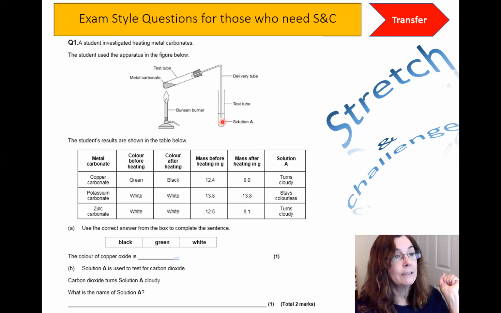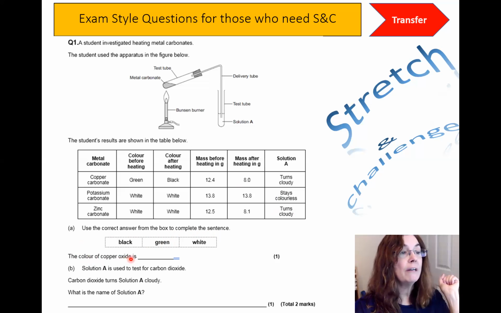Solution A, for copper carbonate, it turns cloudy. What does that tell you it's giving off? Potassium carbonate, it stays colourless, it doesn't change. And the zinc carbonate, it turns cloudy. What is that telling you it's given off?